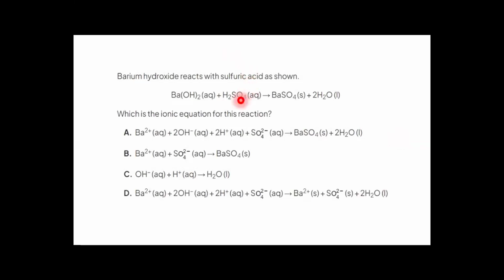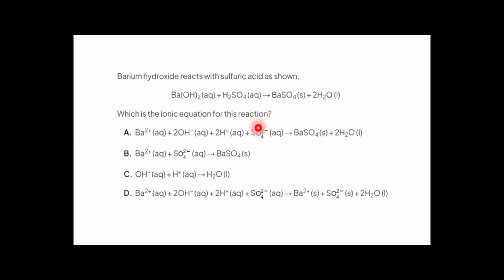Finished doing that? Okay. So the question is, barium hydroxide reacts with sulfuric acid as shown: Ba(OH)2 reacting with H2SO4, forming BaSO4 and H2O, right? So what is the ionic equation for this reaction? Ba2+ ions here reacting with SO4 2- ions here, forming BaSO4 solid.